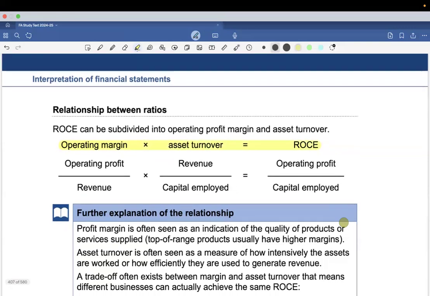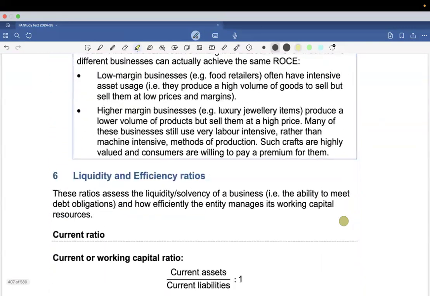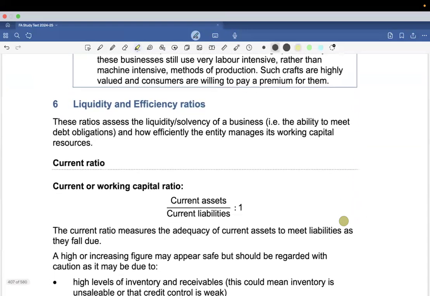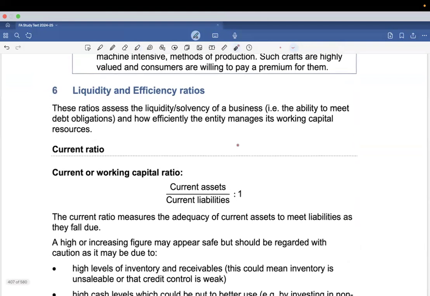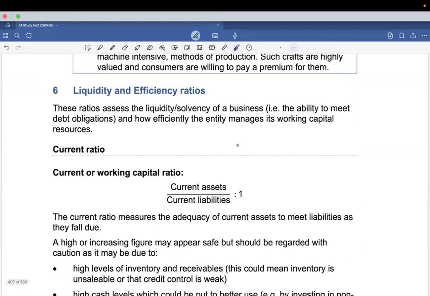Okay, it's a derivation. Now, liquidity and efficiency ratios. So the next ratio is the liquidity and efficiency ratio. So tell me, in a business, what is liquidity? What is liquidity?